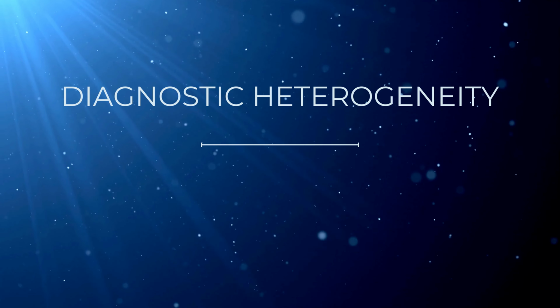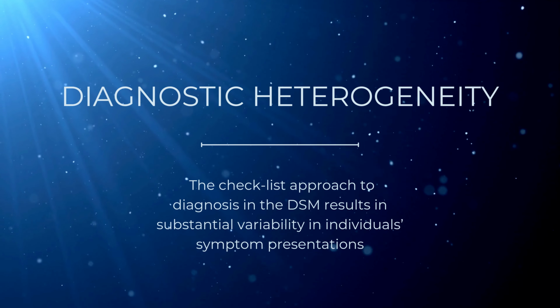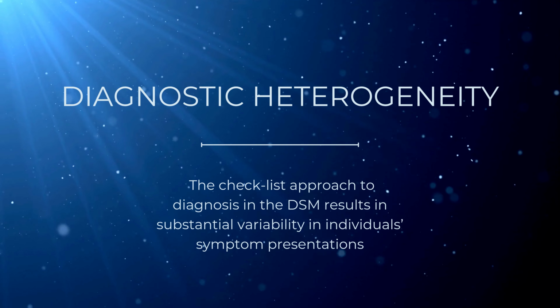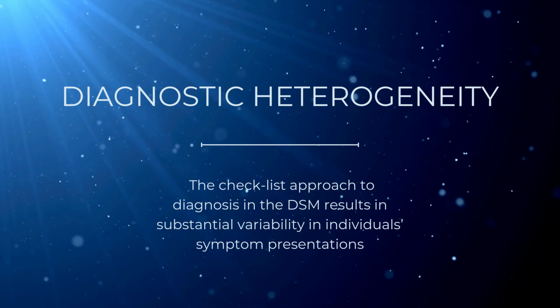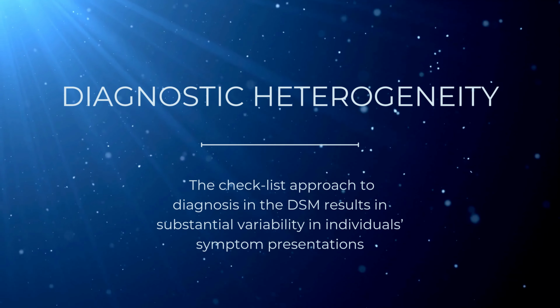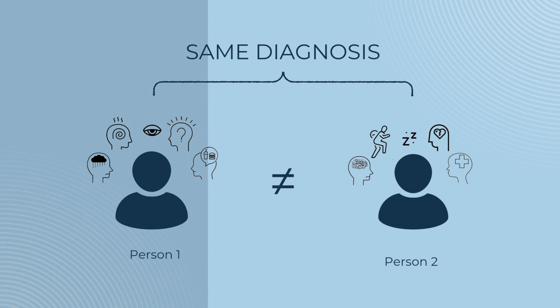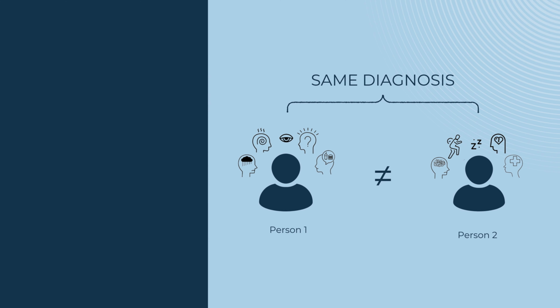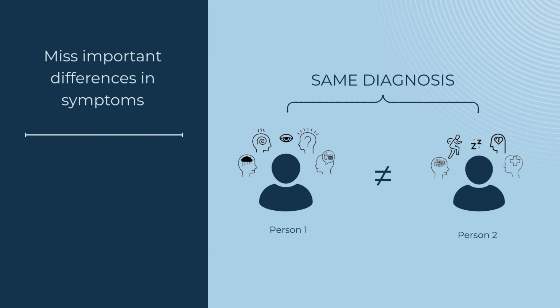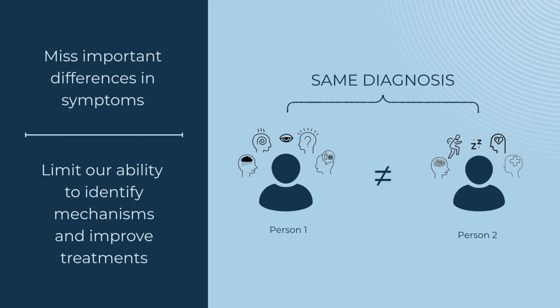Key limitations of the DSM for research. Diagnostic heterogeneity. The checklist approach to diagnosis in the DSM results in substantial variability in individuals' symptom presentations. People with the same diagnosis can even share no symptoms in common. This means that study designs that rely on grouping people based on their diagnoses can miss important differences and limit our ability to make progress in identifying the mechanisms that underpin mental illness and to improve mental health treatment outcomes.